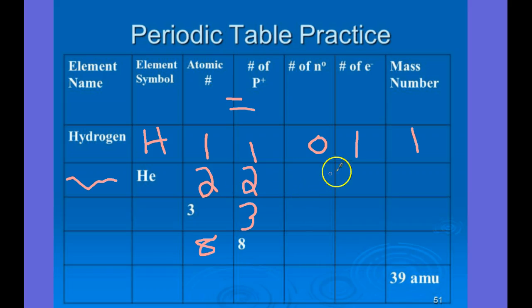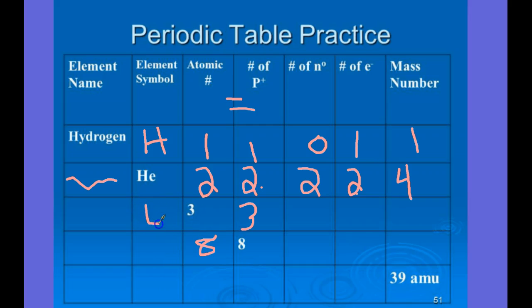We can't find the neutrons yet. The electrons are 2 because the electrons and the protons are equal so far. We don't know anything else about electrons. And the mass number, if you look on the periodic table, the mass number for helium is 4. So you just keep it at 4, round it to 4. And to find the neutrons, you'll go 4 minus 2, which is 2.